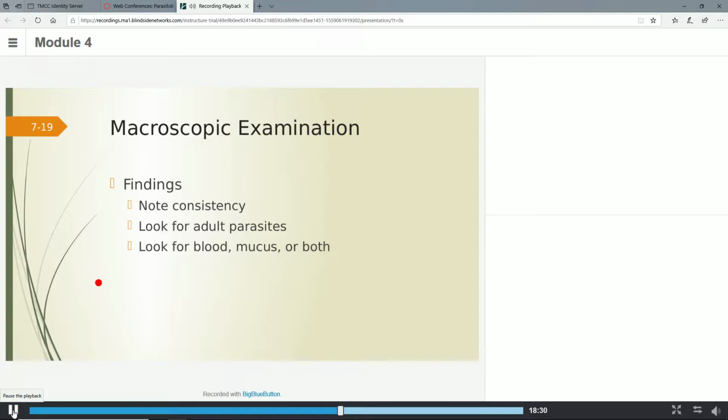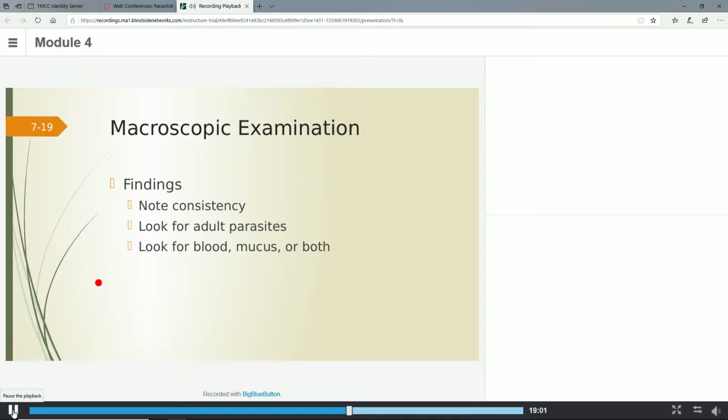We could also recover tapeworms, and we want to make sure that we recover the scolex. So we're going to treat the feces with a drug. Adult worms, if they're recovered, should be examined directly. For tapeworms, we're going to examine the gravid proglottid. And again, we're going to want to follow that left to right examination pattern.